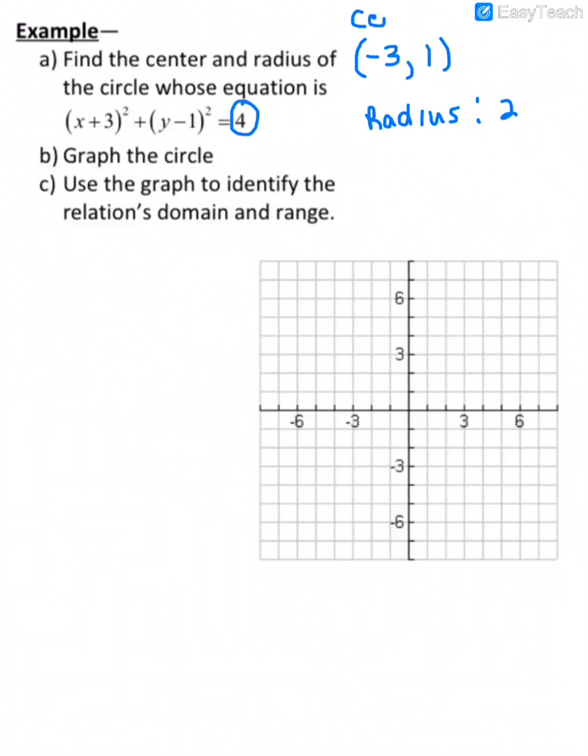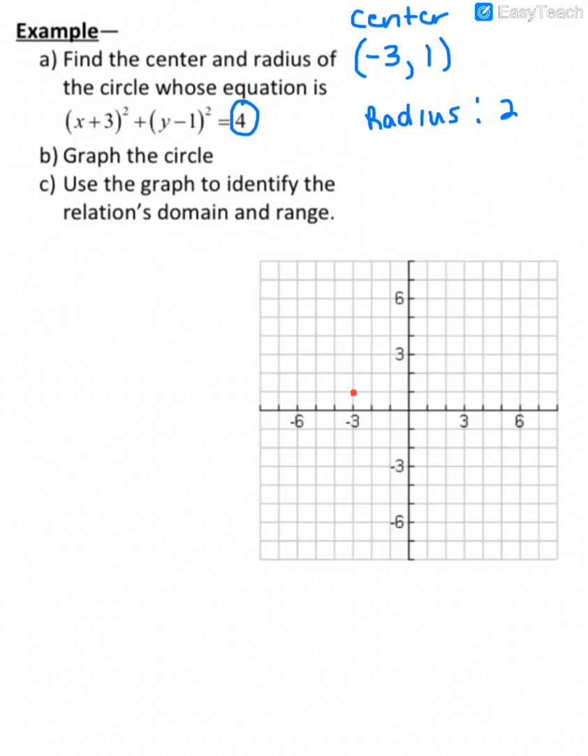Okay, and then this was my center. Okay, and then they want us to graph the circle. So given this information, the center and the radius, we can graph the circle. The first thing we want to do is plot the point where the center is. So the center is at negative 3, 1, which would be right here.